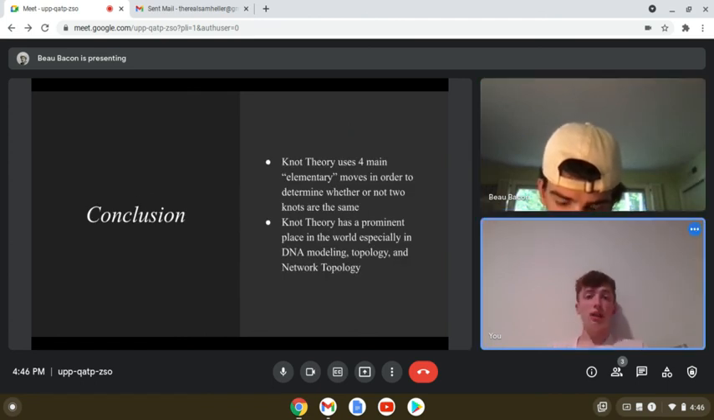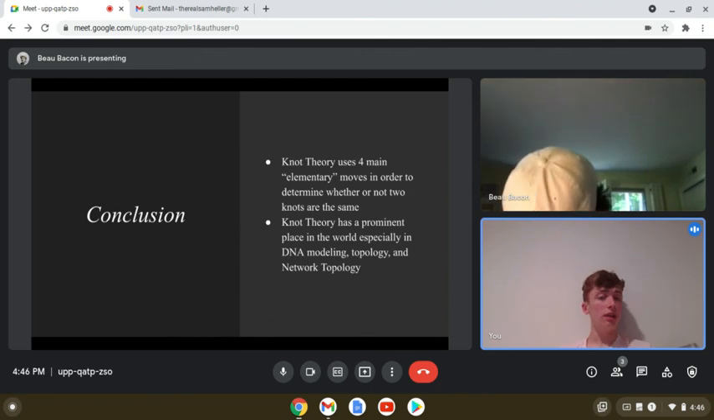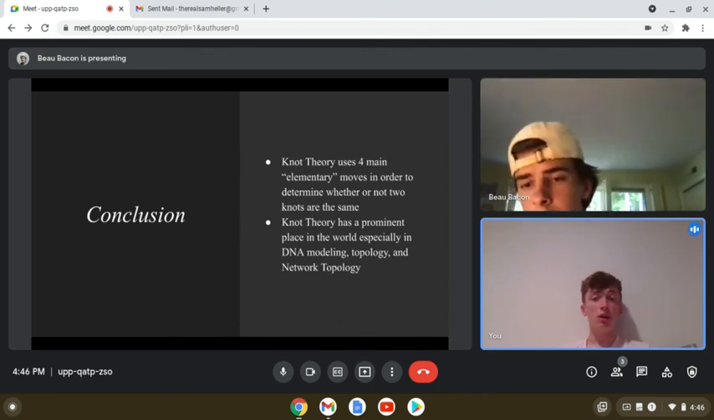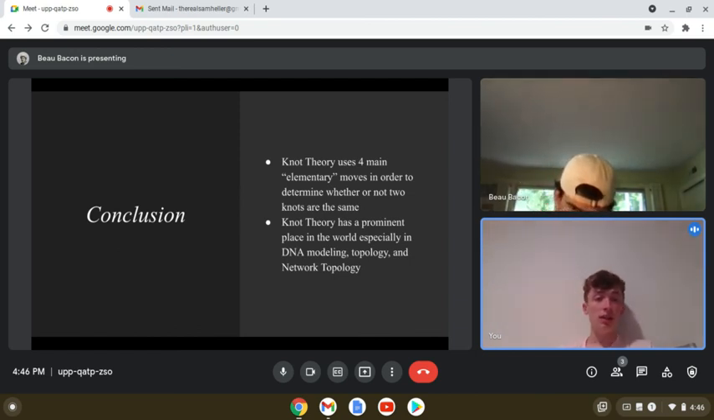All right, so in conclusion, knot theory uses four elementary moves in order to determine whether two knots are the same. Knot theory has a prominent place in the world today that we have found, especially in DNA modeling, topology, and network topology. We do believe that it will have more uses as scientific advancements increase. But this is what we were able to find now, and this is how we are answering our essential question today.